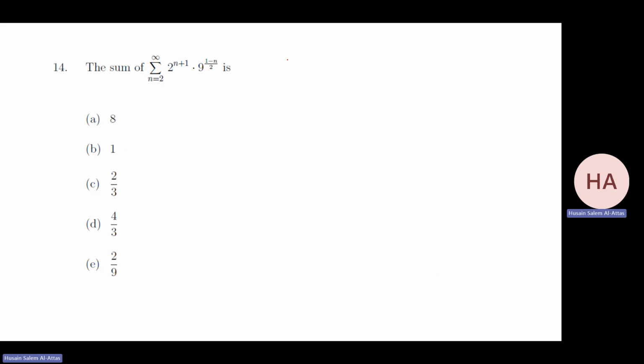This one we need to rewrite first. Be careful. That's summation n equals 1 to infinity, 2 times 2 to the power n times 9 to the power half times 9 to the power minus n over 2.